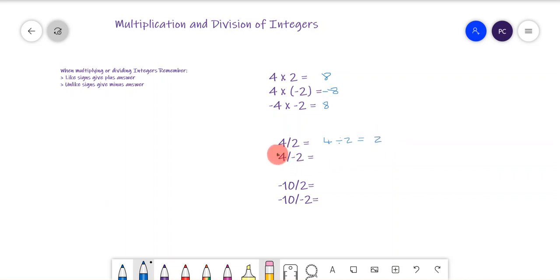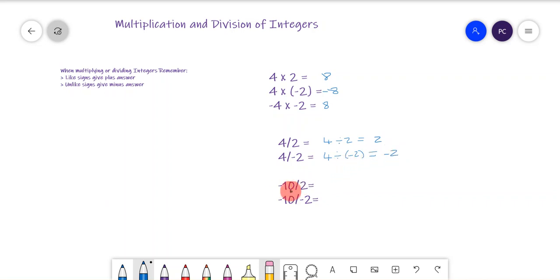This one here is 4 divided by negative 2. Again, sometimes you would see this written like this, 4 divided by bracket negative 2. So 4 divided by 2 is just 2. But because this is a positive integer and this is a negative integer, the second rule here will apply: unlike signs give a minus answer. The signs are different, so therefore this is going to be negative 2.